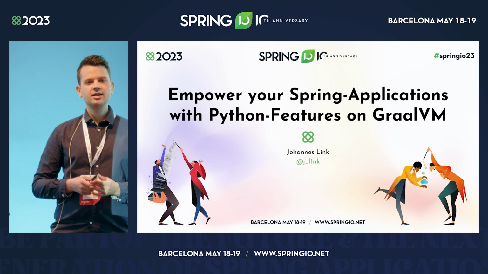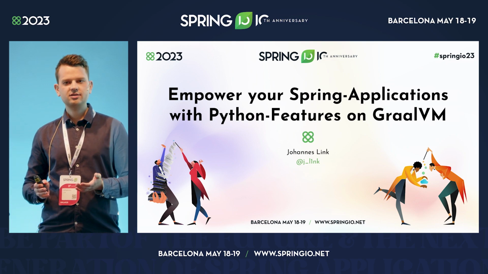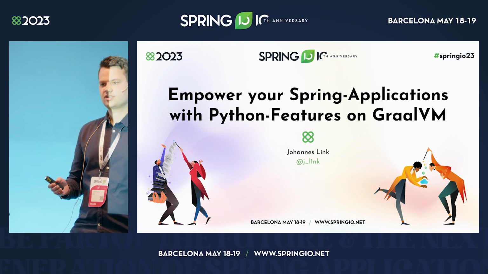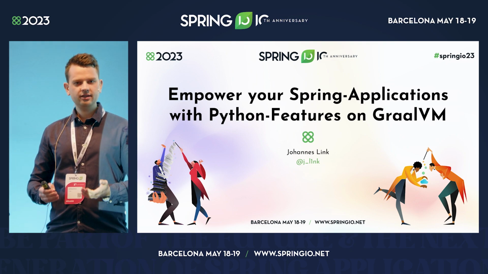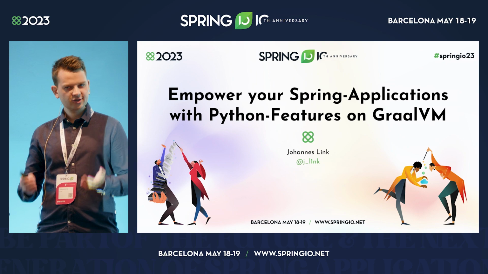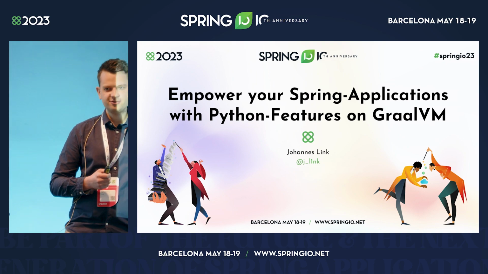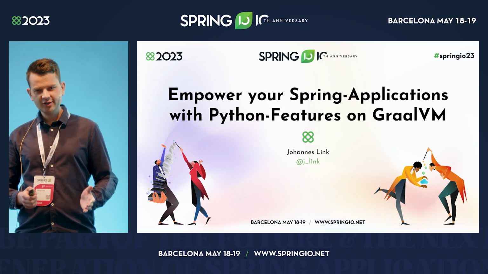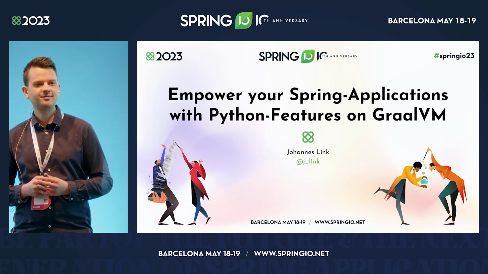Polyglot means that we can run programming languages like Python or JavaScript and also the packages from those languages like JVM-languages directly in Spring. So my session today, empower your Spring applications with Python features on GraalVM, is not about native image. My session is about polyglot.